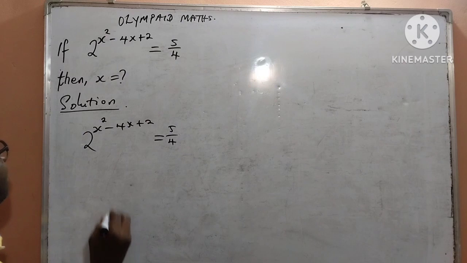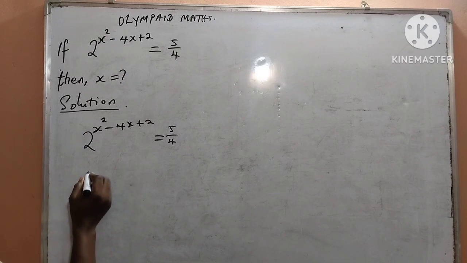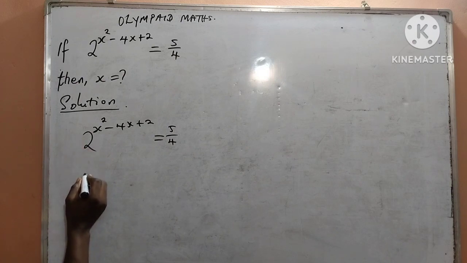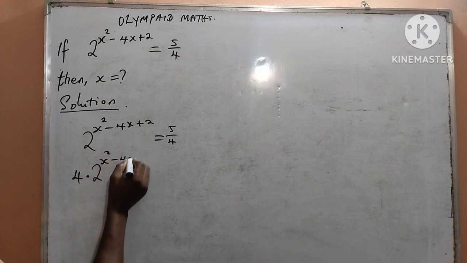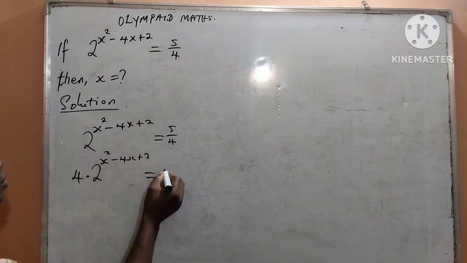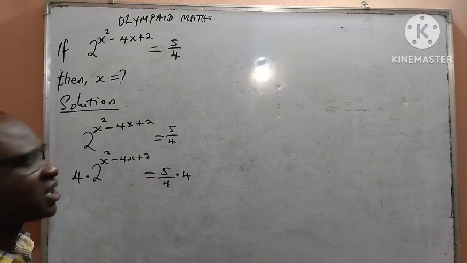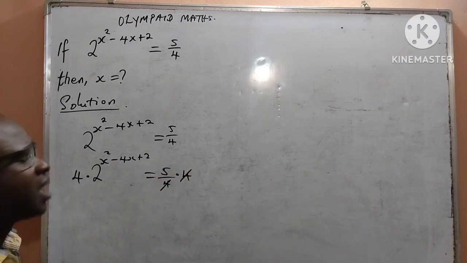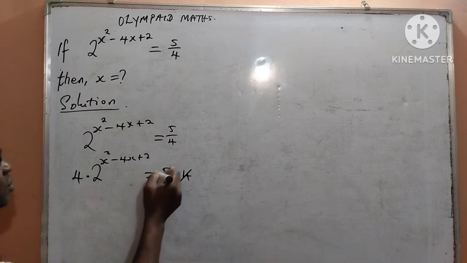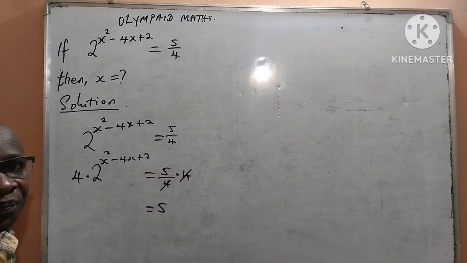So I will multiply both sides by 4, and that becomes 4 multiplied by 2 to the power of x^2 minus 4x plus 2 equal to 5 over 4 multiplied by 4. So I'm multiplying both sides by 4. You can now see with me that 4 can cancel 4. What I now have on the right hand side is 5.